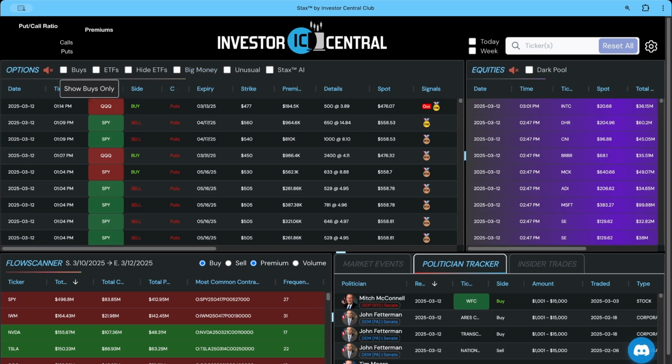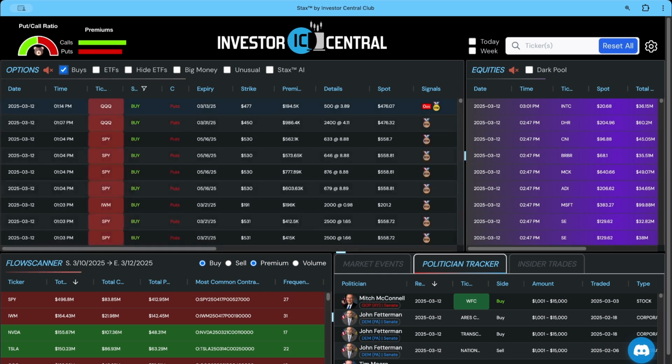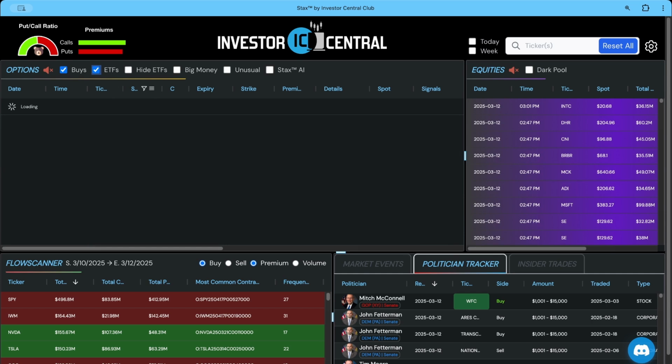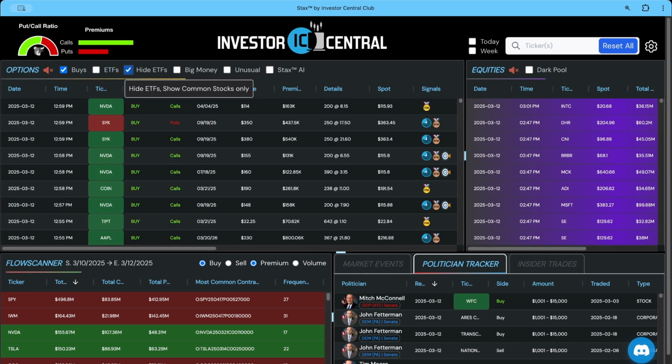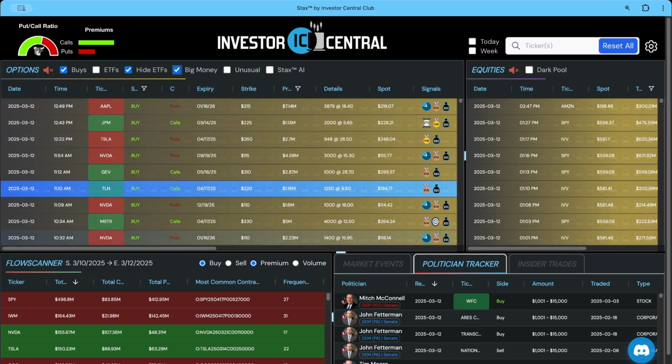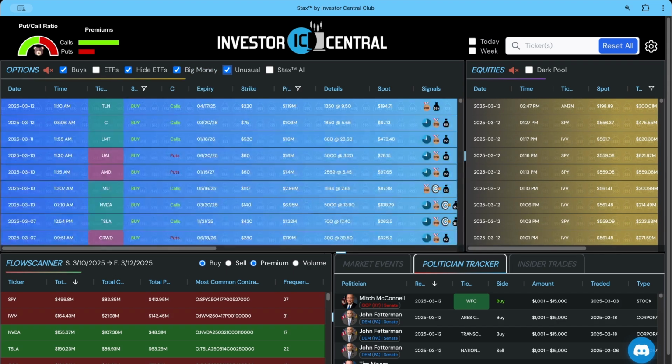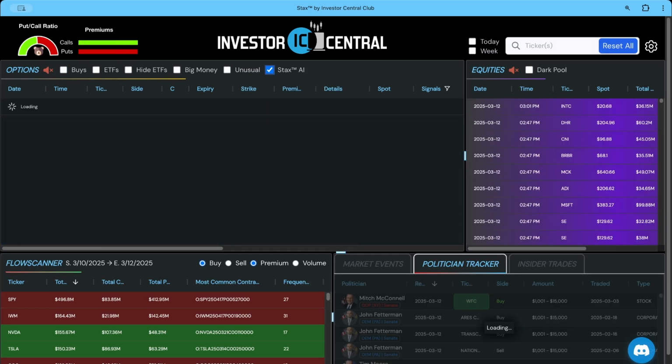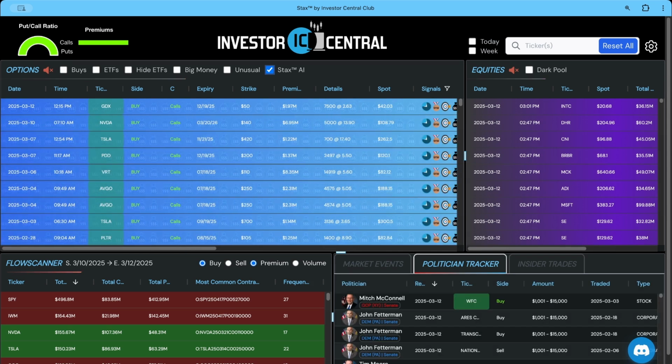In addition, we have these quick filters where we can filter for just the buys. We can filter for ETFs and only ETFs. We can filter and hide all the ETFs. We also have the ability to filter and find just the big money prints, so anything over $1 million that is spent. We have an unusual filter that we've come up with that generally happens to be high risk situations that raise an eyebrow. And of course, there are plenty of people that enjoy looking at what we have to offer in terms of our STAX AI.